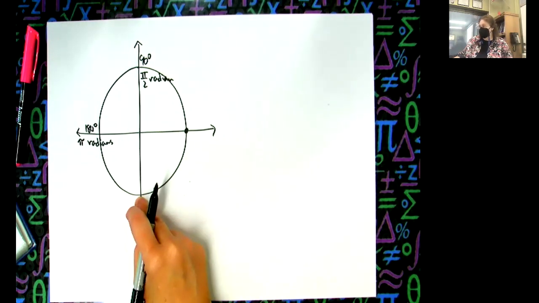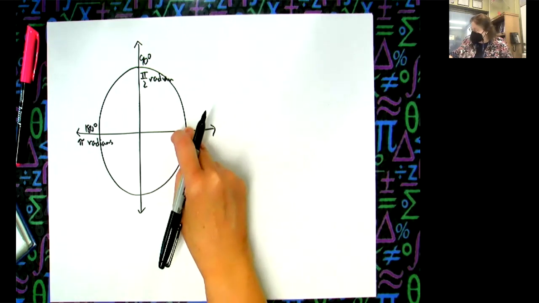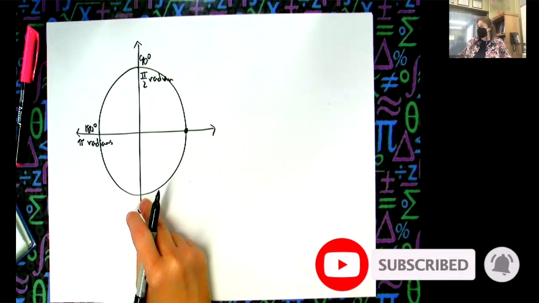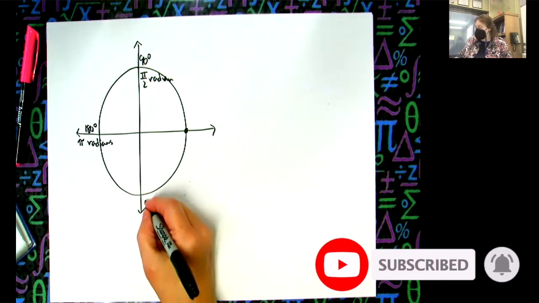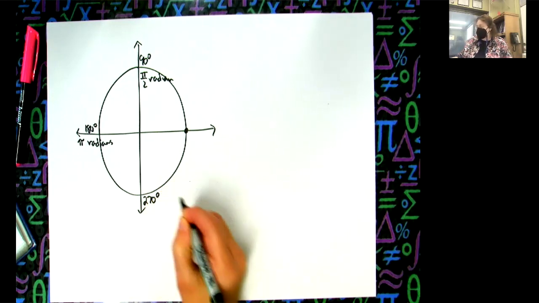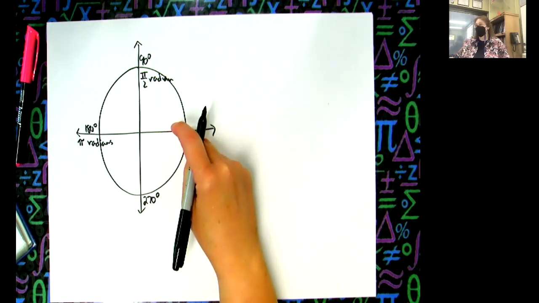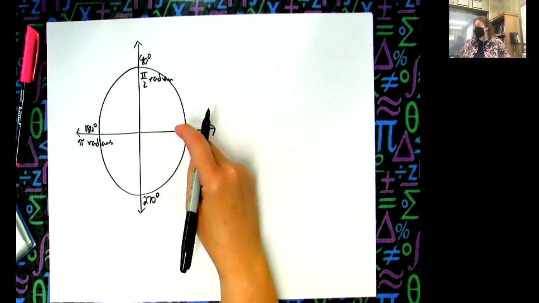3/4 of the way around the circle is misleading, but if I start here and I go all the way around to here, we've already told me that that's how many degrees? 270. Okay, now do this in radians. Count your radians if you have to.